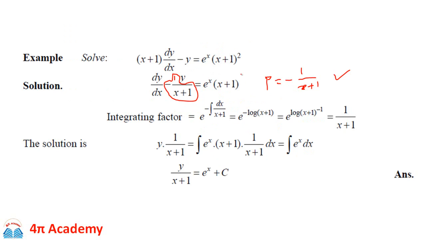So now Q is e^x into (x + 1), into integrating factor, which is 1/(x + 1), dx, and it is equal to integration of, now this x + 1 gets cancelled, so this will be equal to integration of e^x dx. So we get the answer as y/(x + 1) equal to integration of e^x, which is e^x + c. So this is the answer.